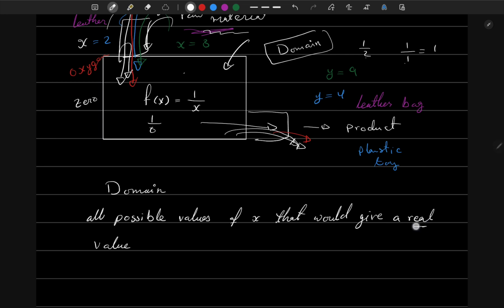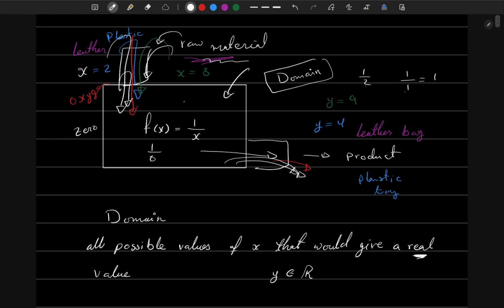But we're focusing here on getting an actual real value. What do I mean by a real value? I mean that the value in y has to belong to the group of real numbers. It has to be a real number. And there is actually a machine that does that.